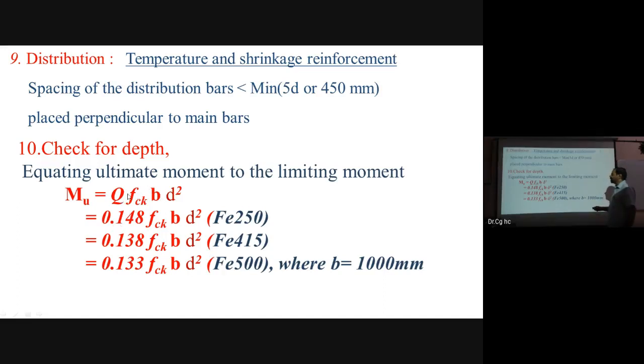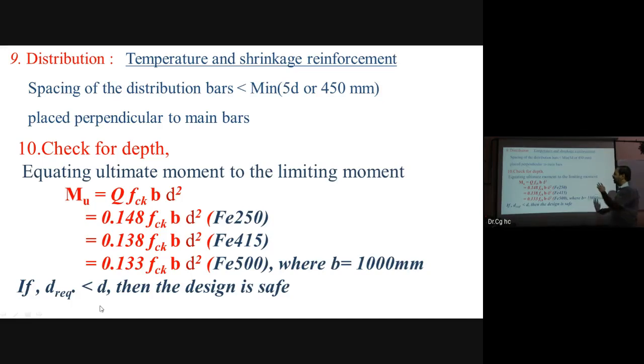Mu is equal to Q fck bd square, and Q is 0.148, 0.138, 0.133 depending upon the steel. If it is Fe 250 it is 0.148, if Fe 415 it is 0.138. If it is Fe 500 it is 0.133 fck bd square, where b is equal to 1 meter, that is 1000 millimeter. Already I told you that. Now we are considering a 1 meter strip and we are calculating the design details for that 1 meter strip, isn't it? And therefore, now if D required is D design.